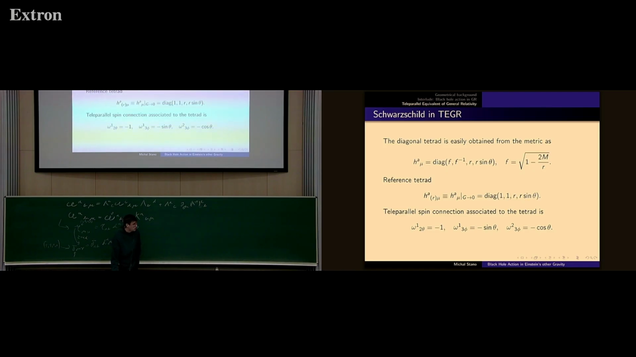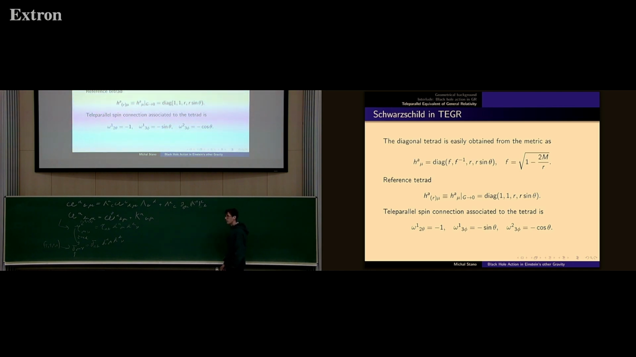Okay, so heading into the first case, we're going to be interested now in what's usually called a diagonal frame or diagonal tetrad, which is read off very easily from the spacetime metric written in Schwarzschild coordinates. It's just basically the square root of the metric.